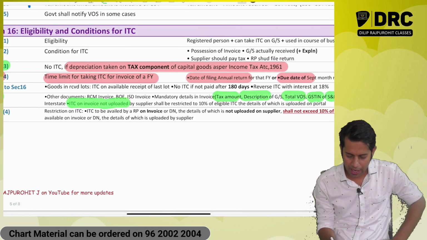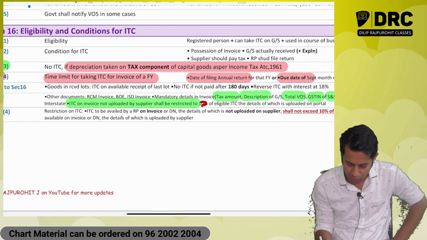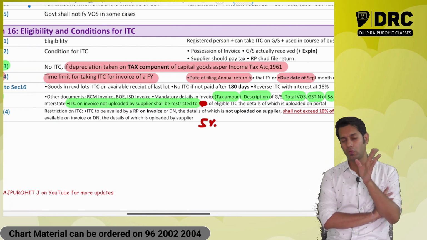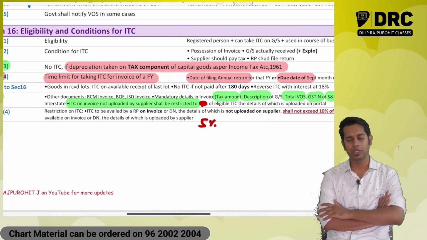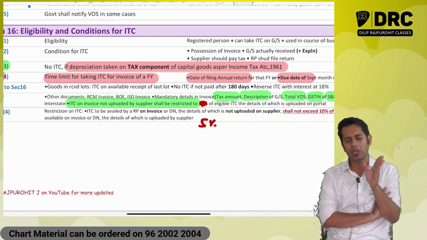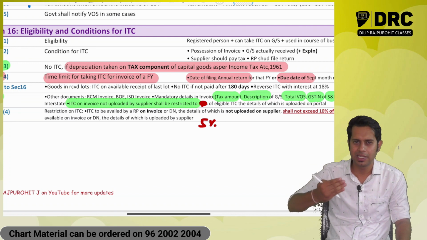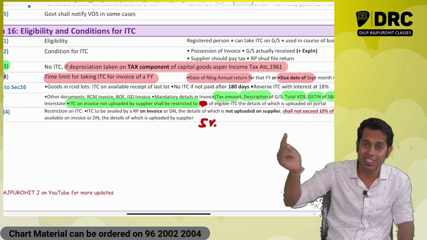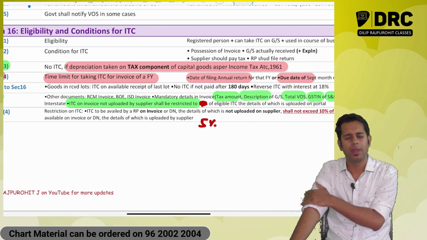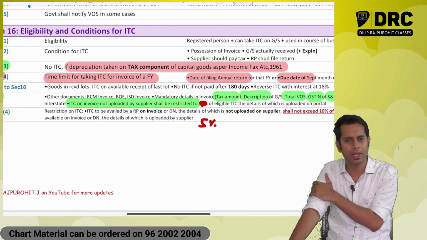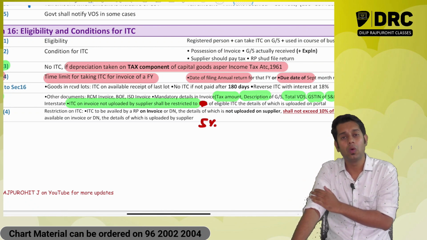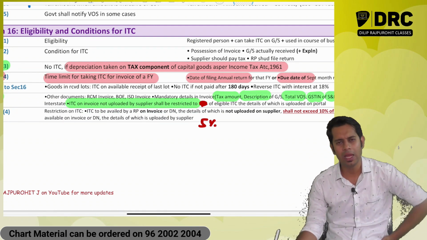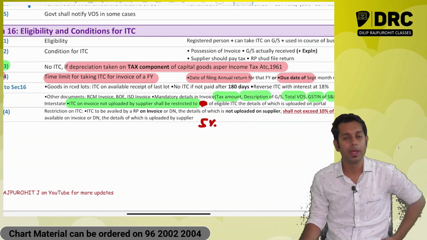Now, ITC on the invoice not uploaded by the supplier will be restricted. Rule number 36 sub rule 4, very beautiful rule. It says there is a restriction on taking input tax credit if the supplier has not uploaded. Normally, whatever sales is made, the details of that sales are required to be uploaded in GSTR1. If I upload my GSTR1, my recipient will get that information in his GSTR2A or GSTR2B. In both the places he gets the information. Now if I don't upload the invoices of the sales which are made, the recipient will obviously not get the details in his GSTR2A or 2B. So there will be a restriction.